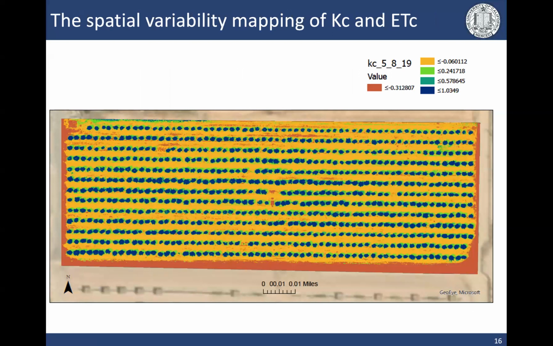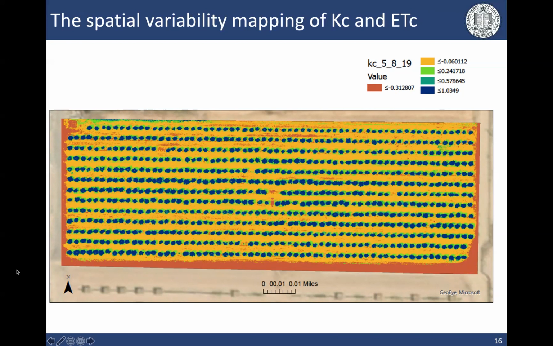So, inspired by the strong linear correlation between the crop coefficient and the NDVI for the individual lysimeter tree, we calculated the crop coefficient for all the trees in the experimental field by using the linear regression model. So the mapping of crop coefficient and the actual ET were generated respectively, and the values of crop coefficient are mostly between 0.57 and 1.03 on May 8th. So this is an example for the date of May 8th.